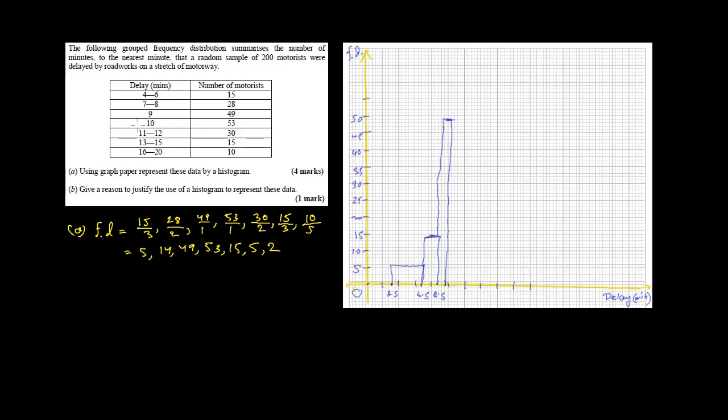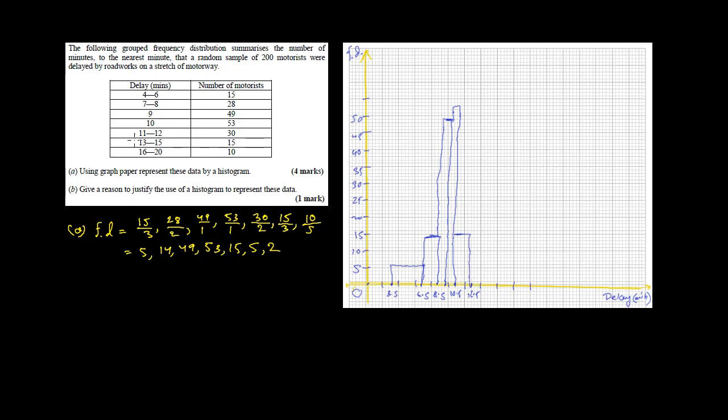The next one is 9.5 to 10.5. So 9.5, this is 10, 10.5 would be here. So the height would be up to 53 this time. So 53 is going to be 50, 51, 52, 53. This is going to be the building. The next one is 10.5 to 12.5. So this is 10.5. Now this is 12. 12.5 is going to be this. And the height is going to be 15. So this will be the height. This is the height for that building.